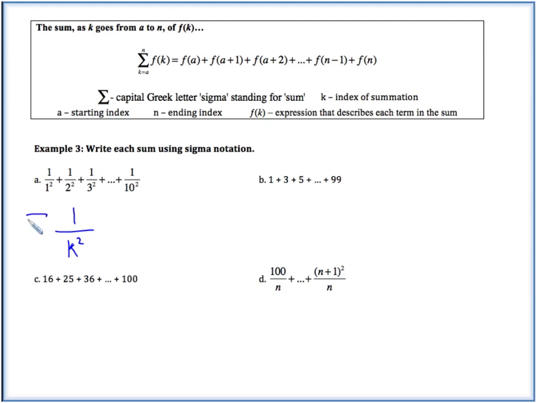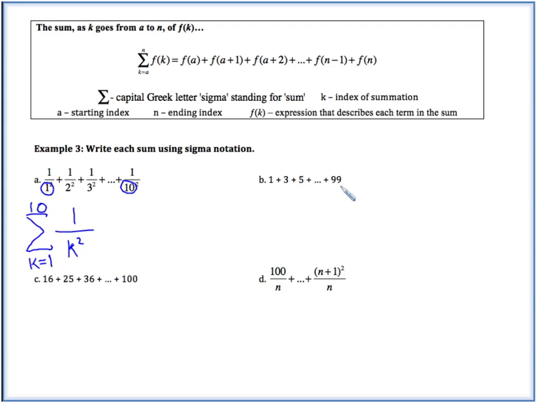So we write our sigma. Probably takes a little bit of practice to get that down. And k here is going to be our index of summation. It's the thing that's changing. Looking at this, we're going to start right here at 1, so k starts at 1. And then where does k stop? Well, right here at 10. So this is going to be 10. We read this as the sum as k goes from 1 to 10 of 1 over k squared.